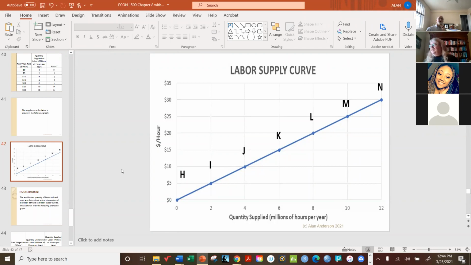So you can probably guess what's coming next. What would you do if you had a supply curve and a demand curve for labor? What do you suppose is the next logical step? Well, how about bringing them together and identifying the equilibrium wage rate and the equilibrium quantity of labor? Of course, so let's do that.